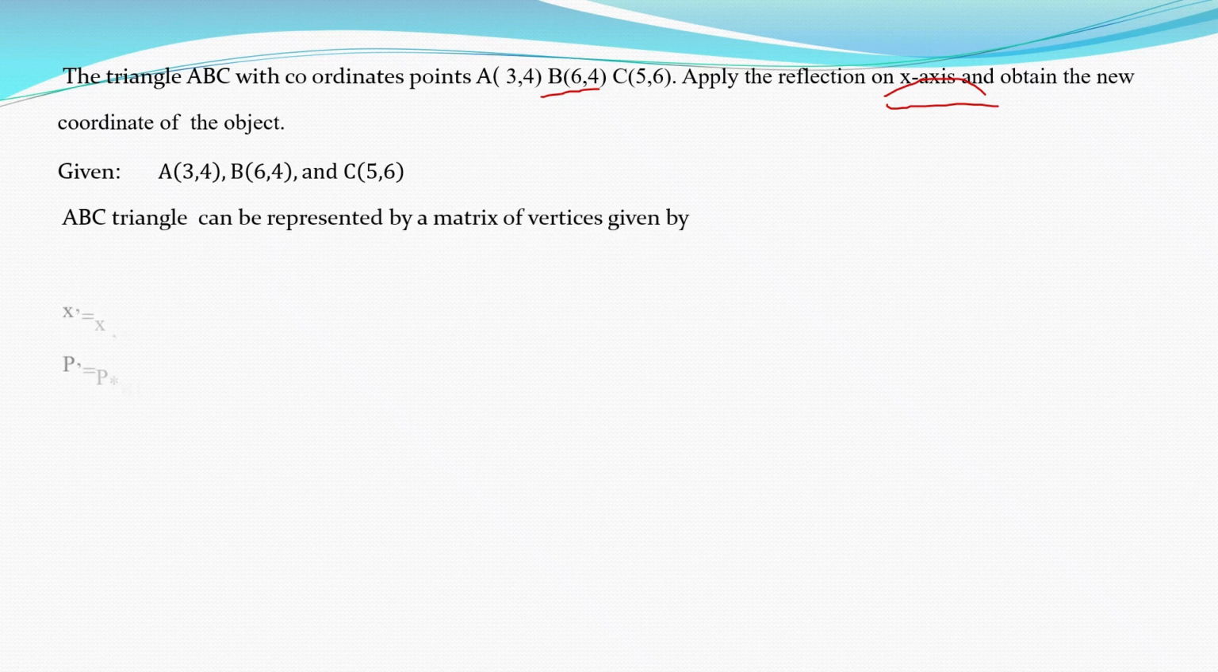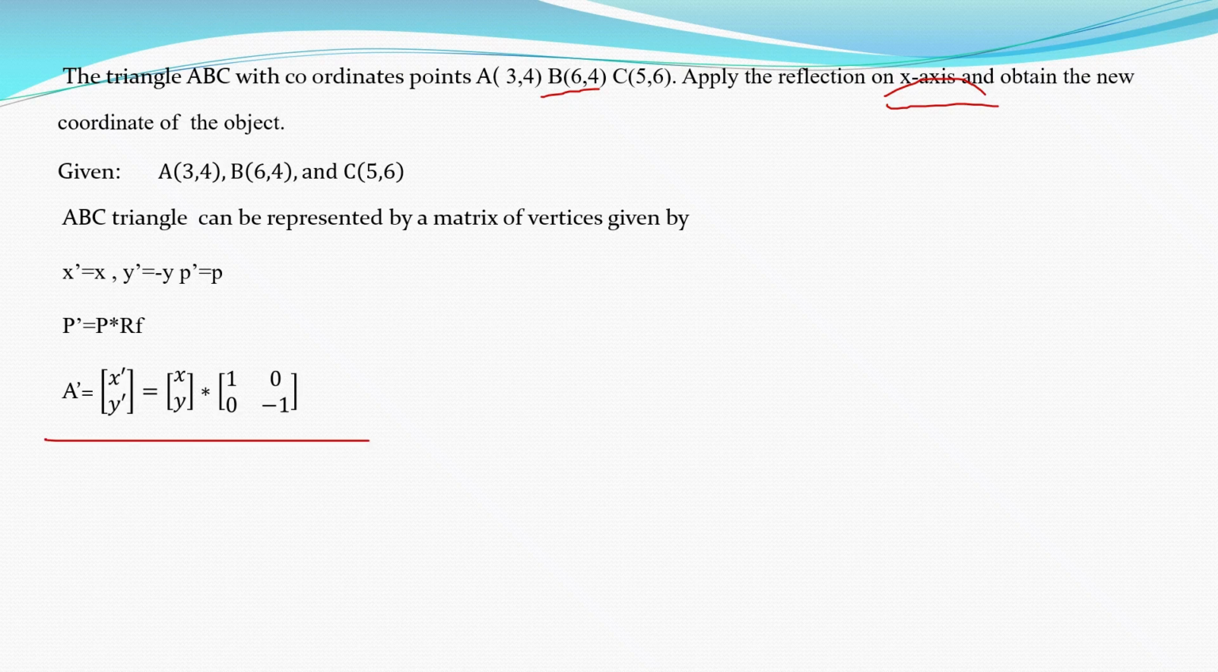Here is a triangle ABC with coordinate points A is 3, 4, B is 6, 4, C is 5, 6. We are asked to apply the reflection on the x-axis. How do we do this? First we take A dash, B dash and C dash. Reflecting on the x-axis means the y value should be negative. So for x dash, y dash, x, y, the matrix is 1 0, 0 minus 1.